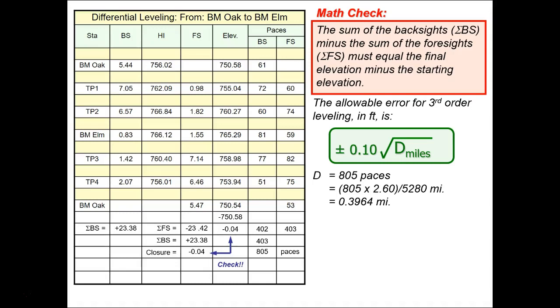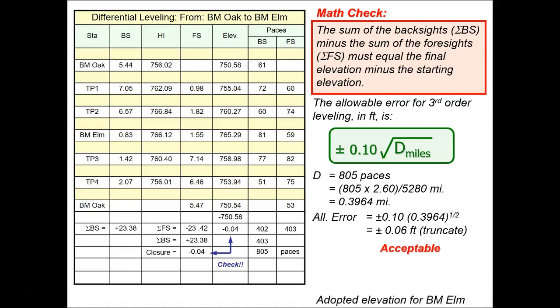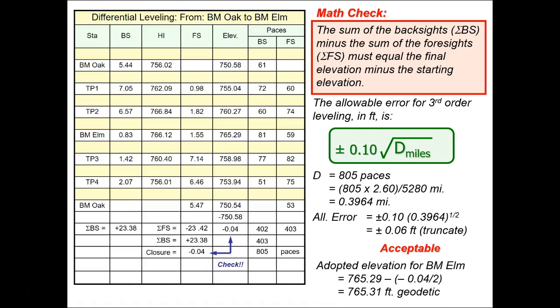And we're talking about a third order survey. You can see there that we went a total of 0.3964 miles. Our K constant then is plus or minus 0.1. And we do our math in miles again. Make sure you do that. We're at 0.06 feet. And because that is within our acceptable range of 0.06, then we had an acceptable survey. So our math was good.